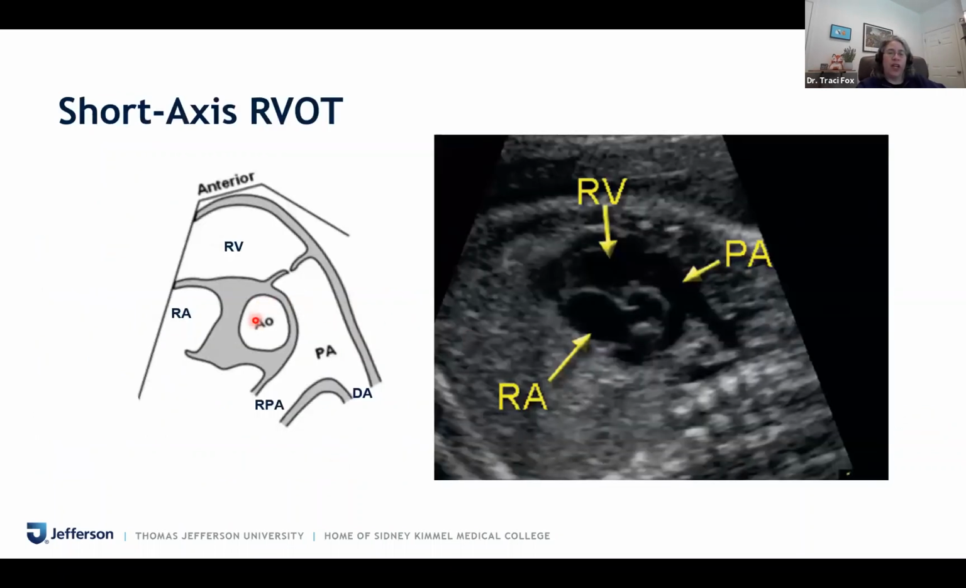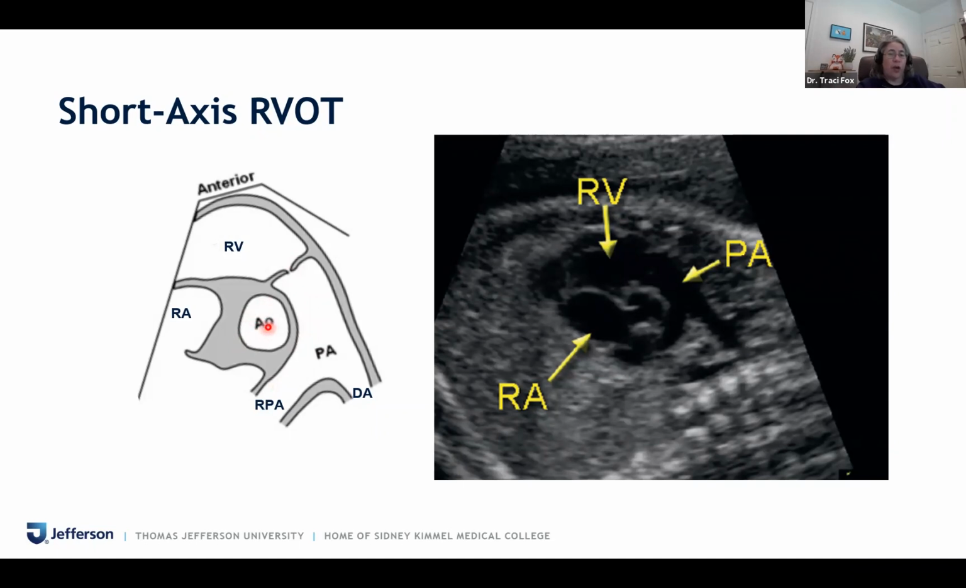So this is the short axis RVOT, and the center of the heart should always be the aorta, and then the right heart just wraps around that. So right atrium to right ventricle through the pulmonary valve to the main pulmonary artery. And in this view, it is not left and right pulmonary artery. Don't make that mistake. The right pulmonary artery crosses underneath the aortic arch.